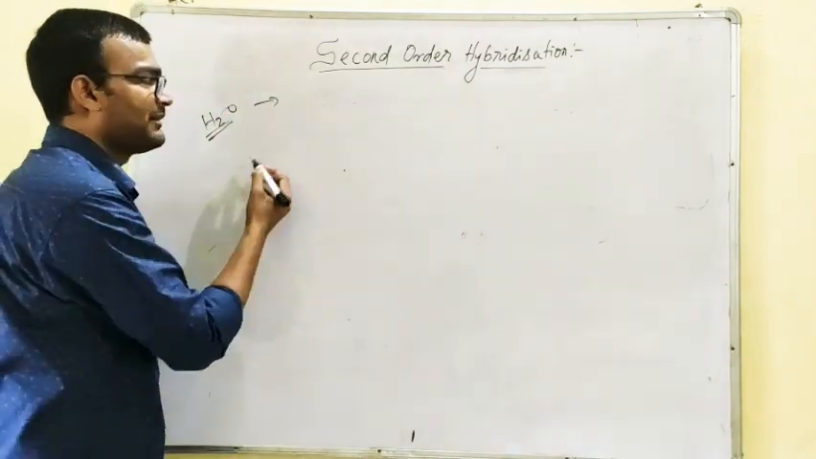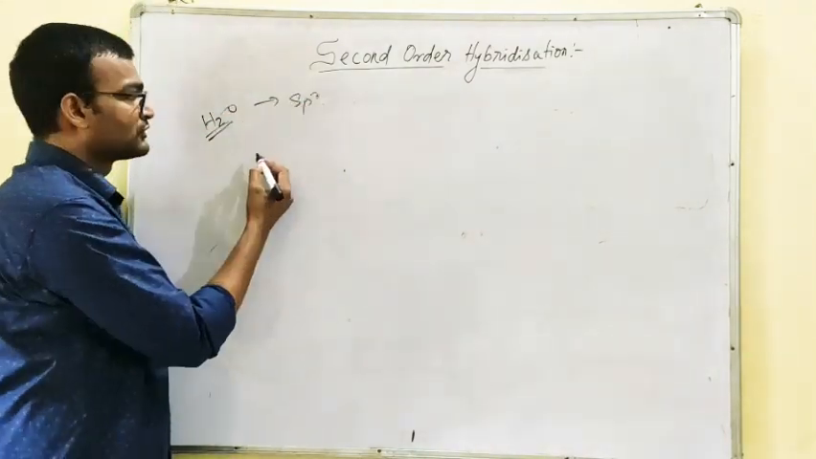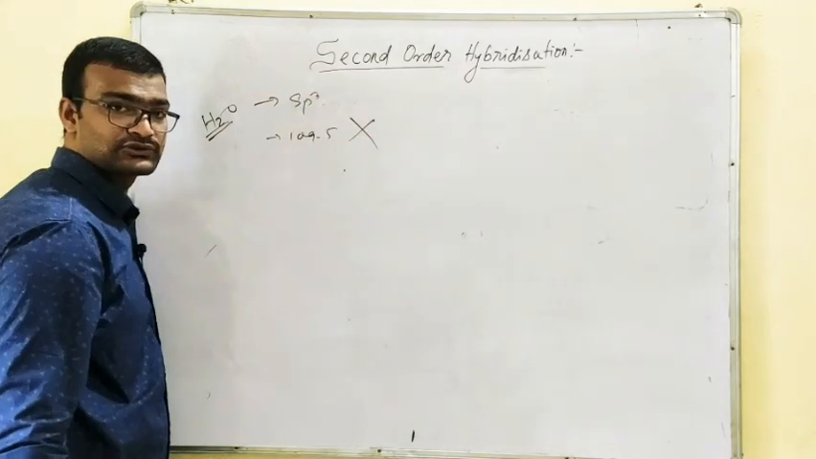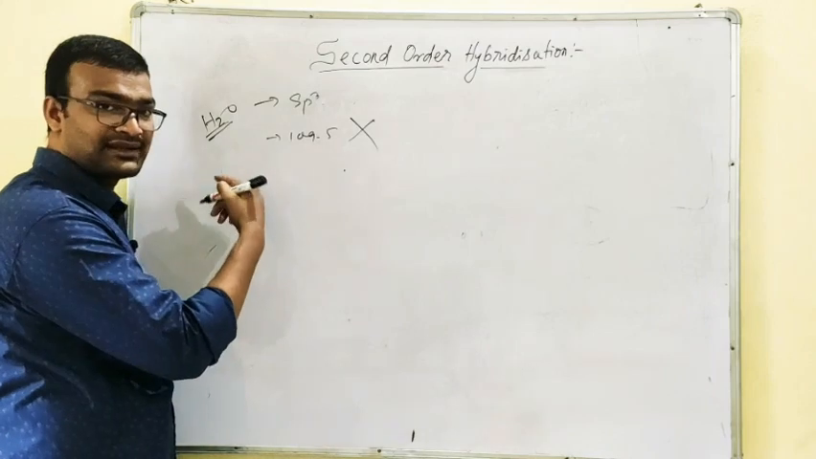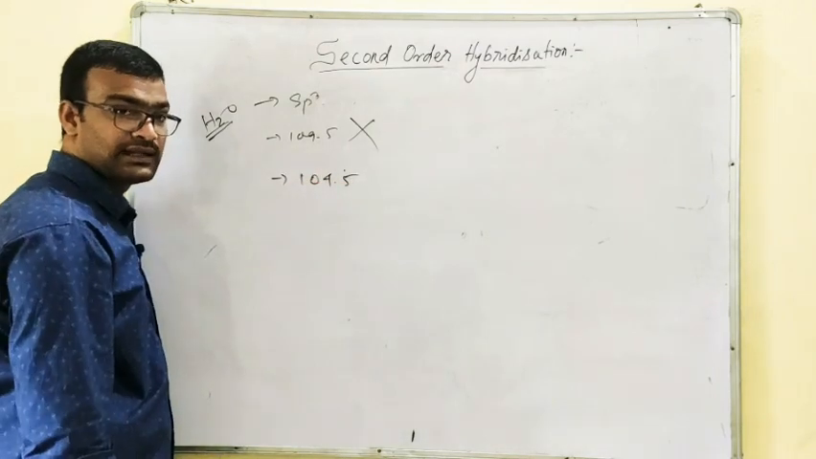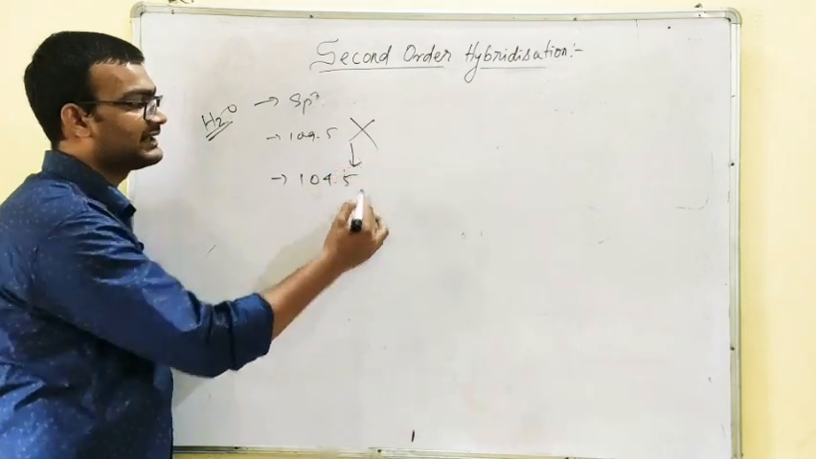So the general hybridization is also sp3, so the bond angle should be 109.5, but this is not so. The actual bond angle is found to be 104.5. Again, you can see the bond angle has drastically decreased.